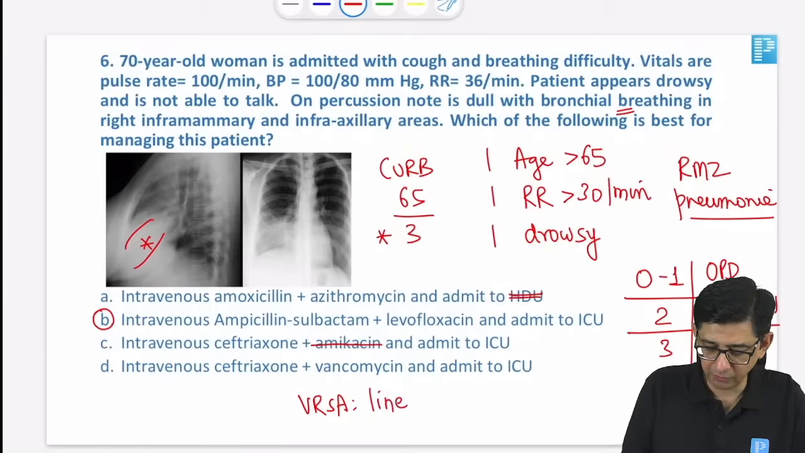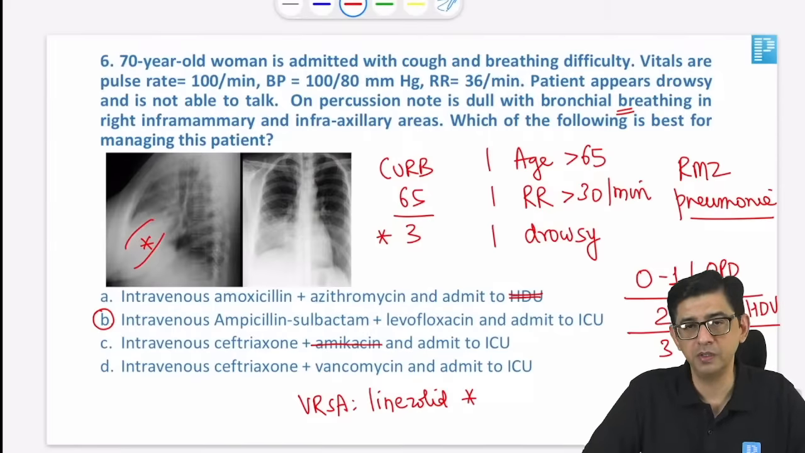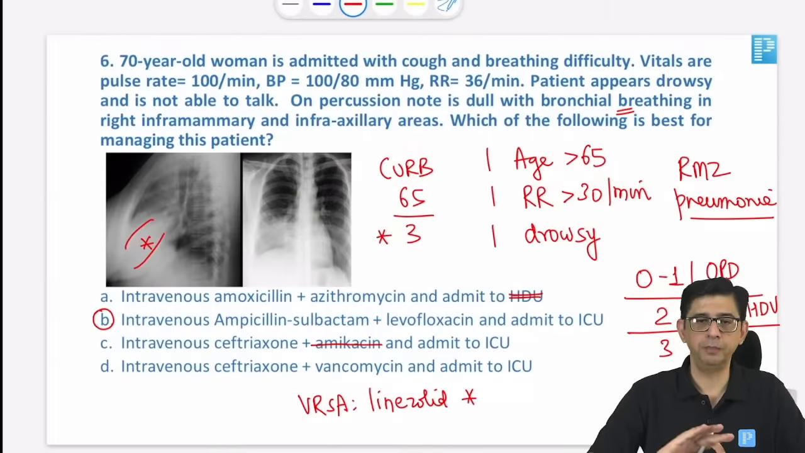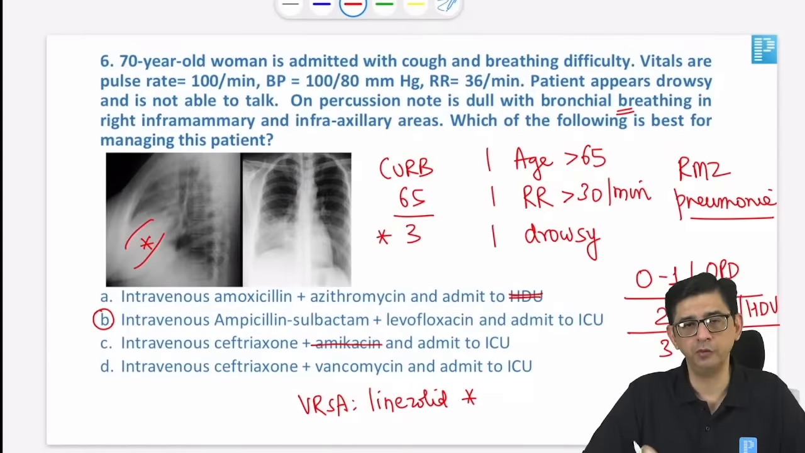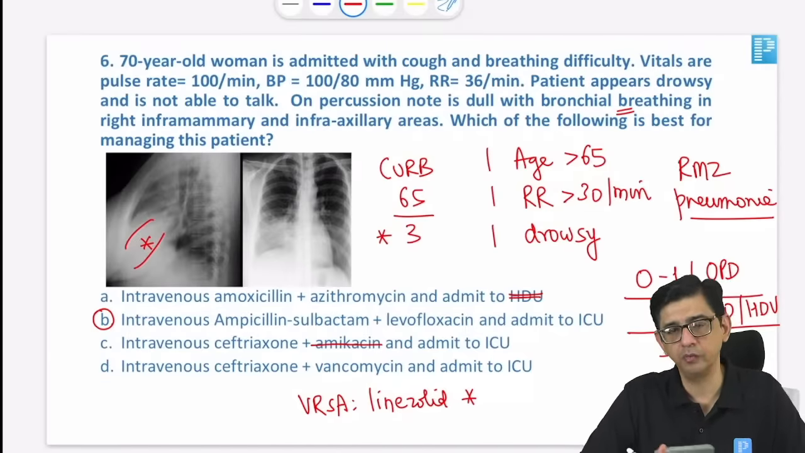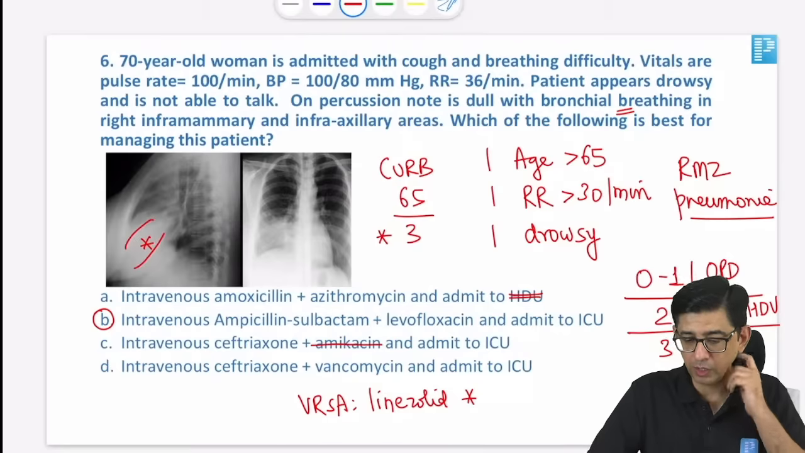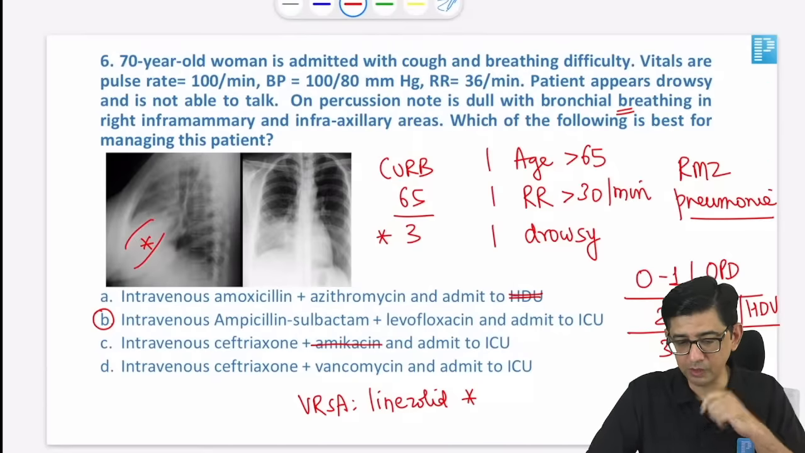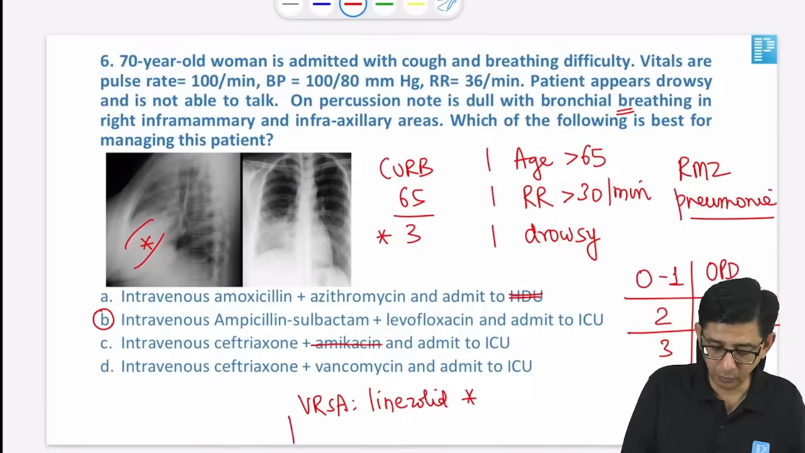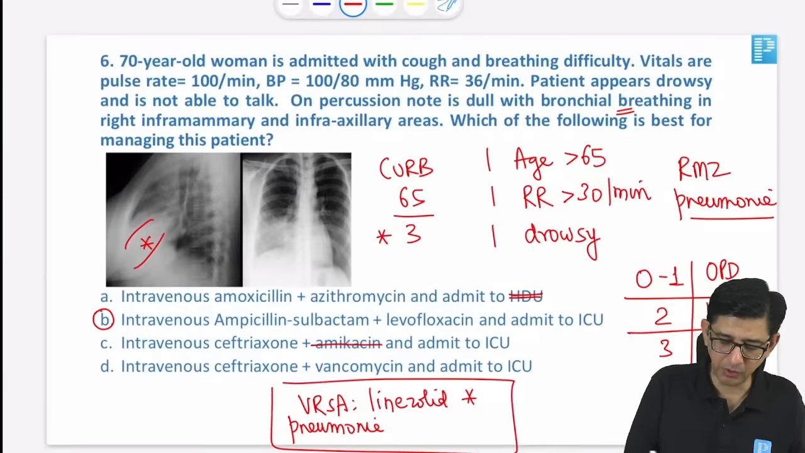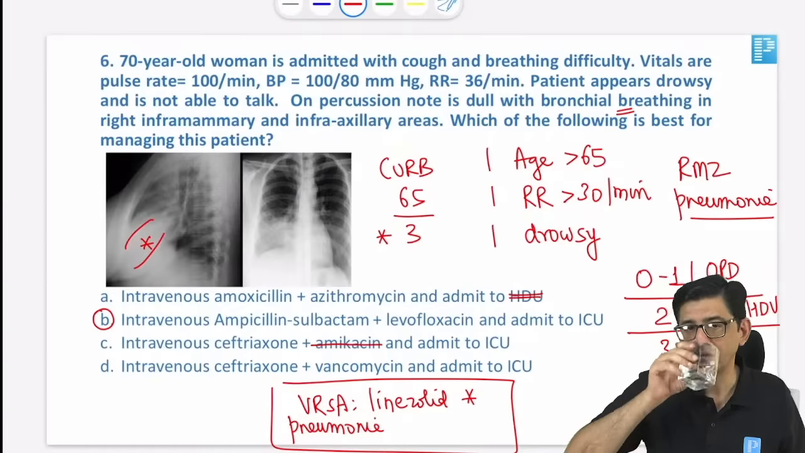Traditionally for staph aureus, we will be using primarily vancomycin. For VRSA we might use daptomycin, but especially for pneumonia episodes, for VRSA it is linezolid, and for MRSA it would be vancomycin. No, doctor, I think I've cleared it now. Daptomycin is not the answer for a pneumonia case. If it is VRSA pneumonia, then it is not daptomycin, it is linezolid.